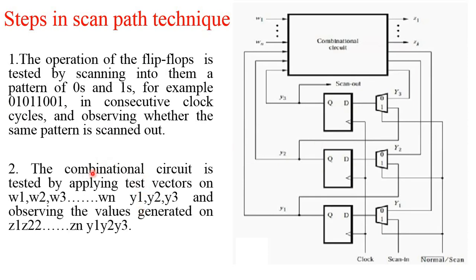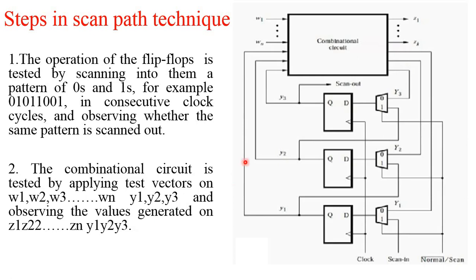And the second step, the combinational circuit is tested by applying test vectors on w1 to wn, and the outputs are z1. Here the inputs are w1 to wn, and the present state variables are y1, y2 and y3. We observe the values generated on the outputs, that is z1 to zn and y1, y2 and y3.